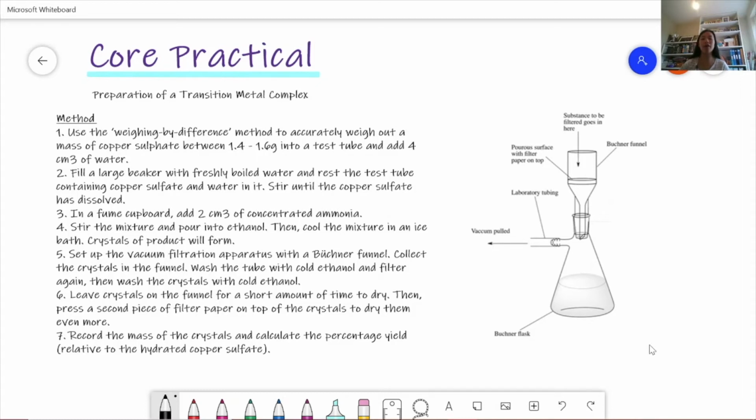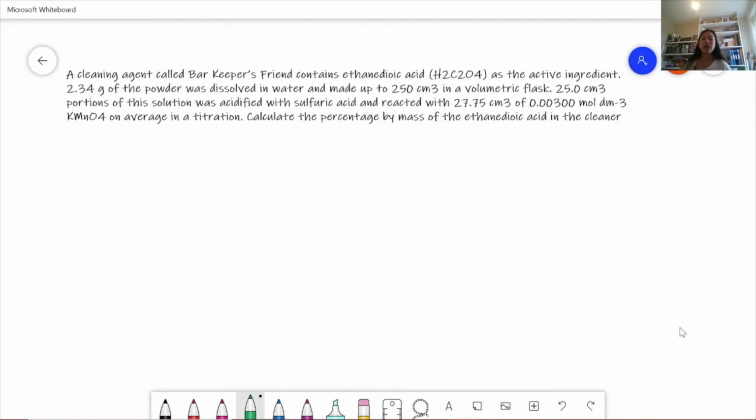So we have a setup kind of like the diagram on the right, with the Buchner funnel above the Buchner flask and the vacuum pumping all the air out. Now we're going to look at a quick question.